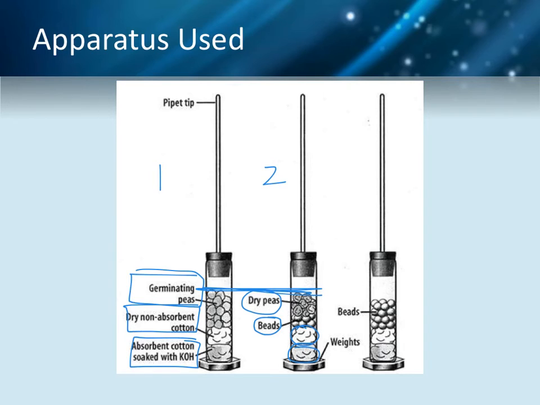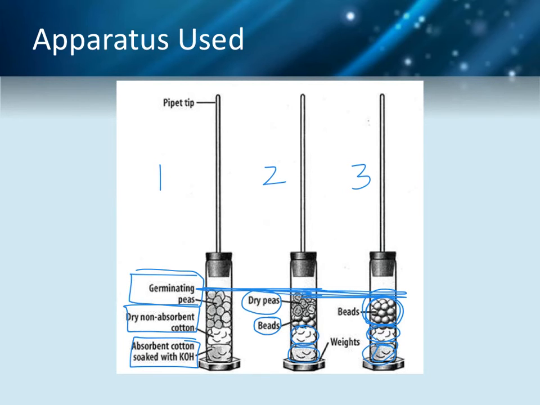Okay, so this is our experiment right here: our dry peas versus our germinating, non-germinating versus germinating. But then we also need a control. So that's respirometer number 3. Again, at the bottom, our cotton soaked in potassium hydroxide. On top of that, the non-absorbent cotton. And then on top of that, all beads, no seeds at all. But again, look, the volume is going to be the same. Okay, so the volume of the solid materials in all 3 respirometers will be identical.